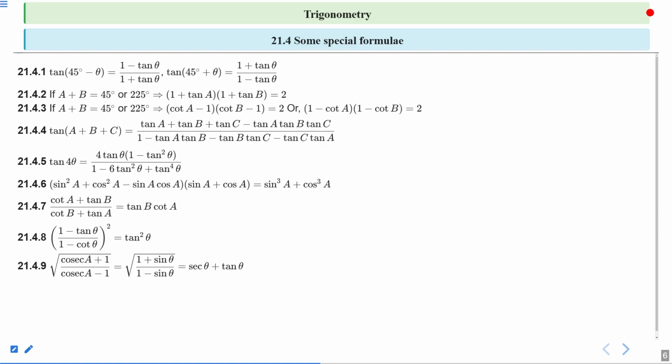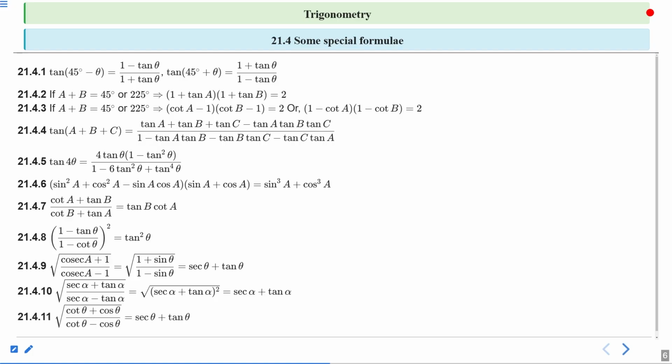Under root (cosec A plus 1) upon (cosec A minus 1) equals under root (1 plus sin theta) upon (1 minus sin theta), which also equals sec theta plus tan theta. Next one is under root (sec alpha plus tan alpha) upon (sec alpha minus tan alpha) equals under root (sec alpha plus tan alpha) whole square, equals sec alpha plus tan alpha, we can say that. Next, under root (cot theta plus cos theta) upon (cot theta minus cos theta) equals sec theta plus tan theta.